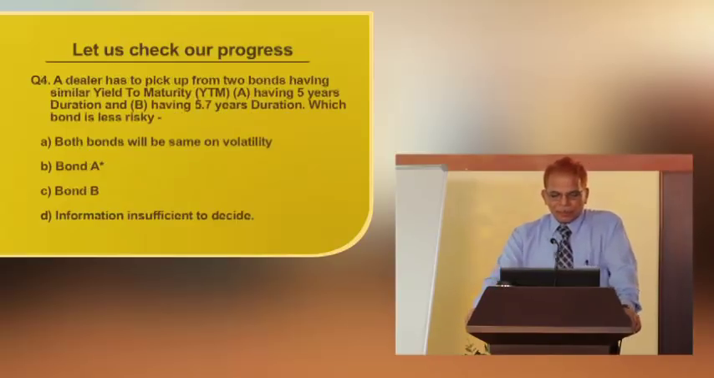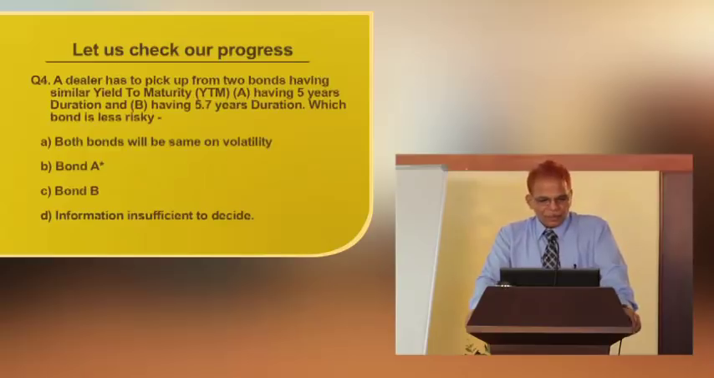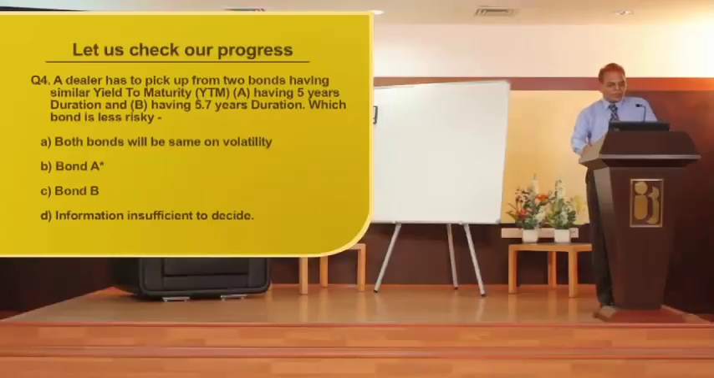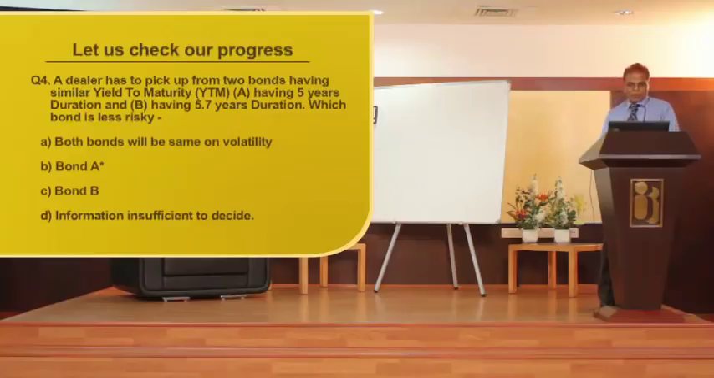A dealer has to pick from two bonds having similar yield to maturity. Bond A has 5 years duration, and the other bond has 5.7 years of duration. Which bond is less risky? The higher duration will be more risky. So here the less risky bond will be bond A, which has 5 years of duration. So the correct answer is B, bond A.